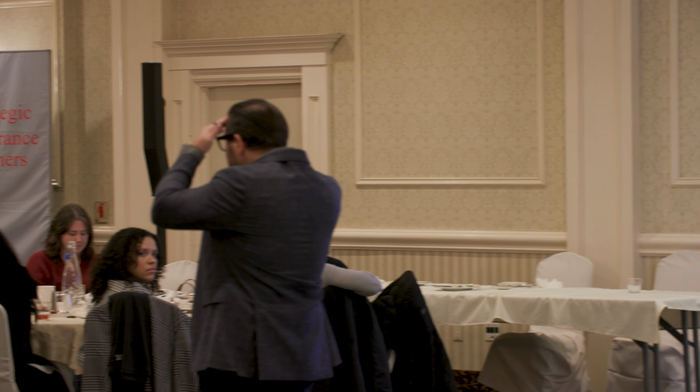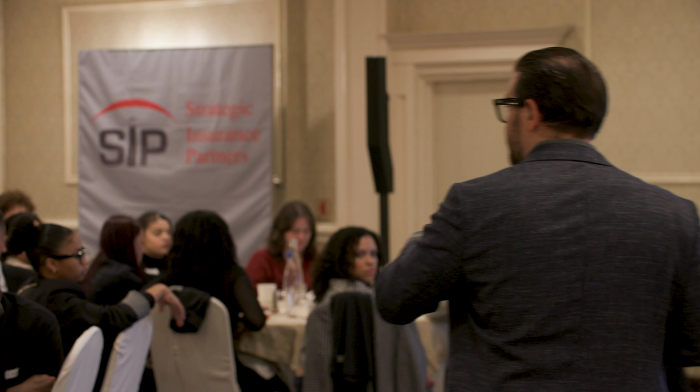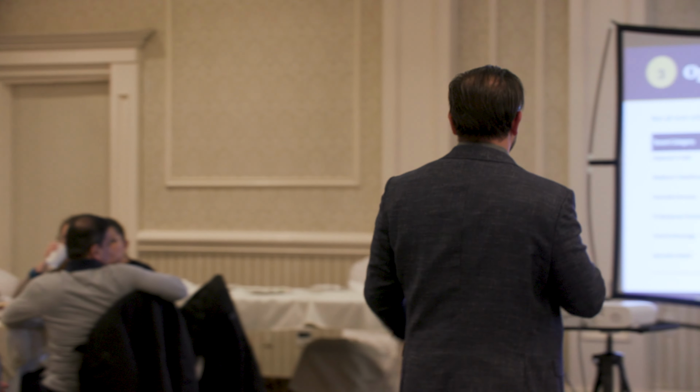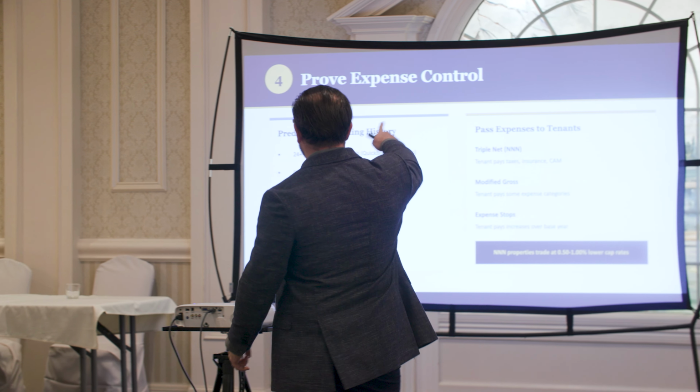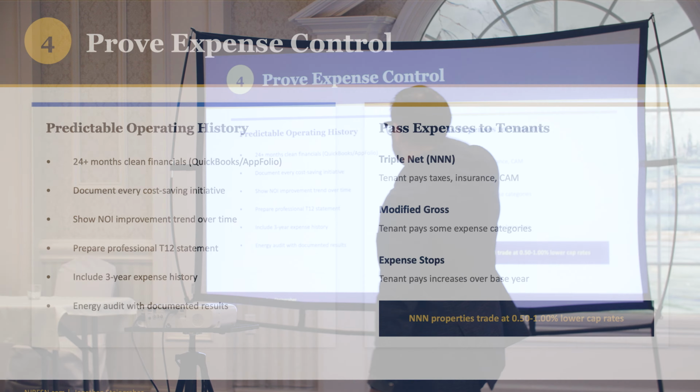I was like, this is absurd. This guy hasn't had a rent increase in years. That unit was worth $1,000 more per month, and he couldn't sell the building. He's underwater on the property right now because he messed that up, okay? Prove expense control, predictable operating history, right?